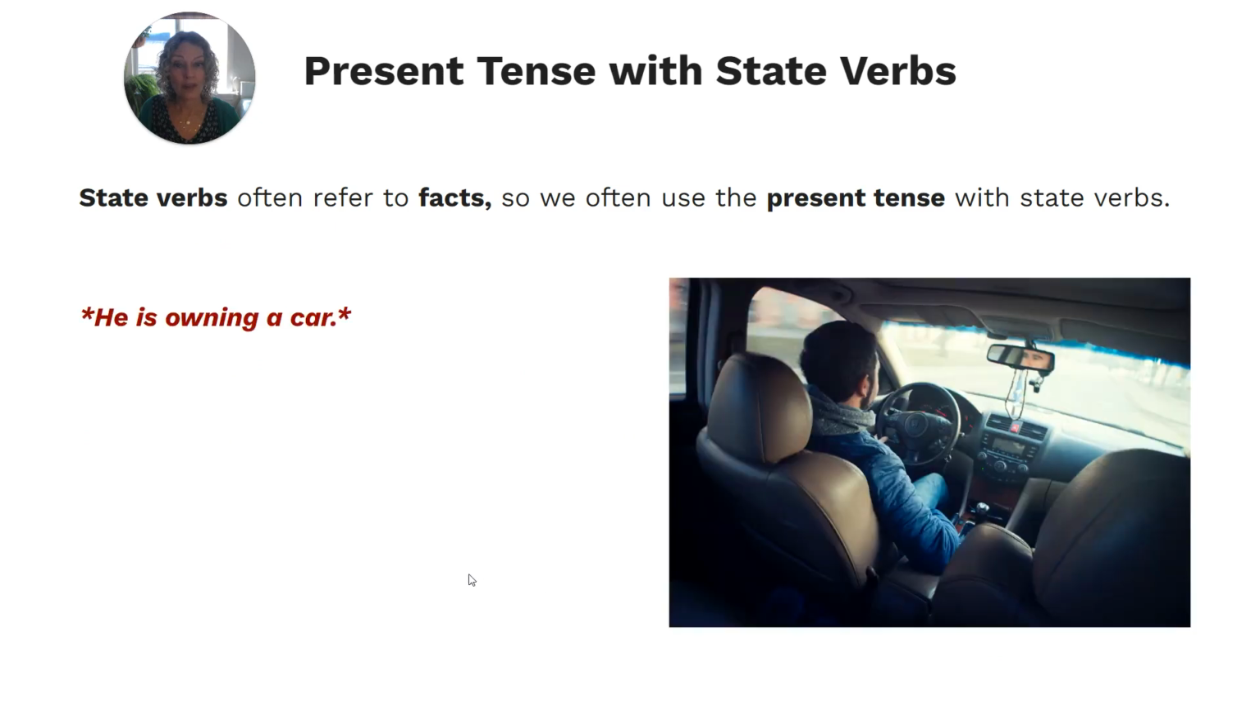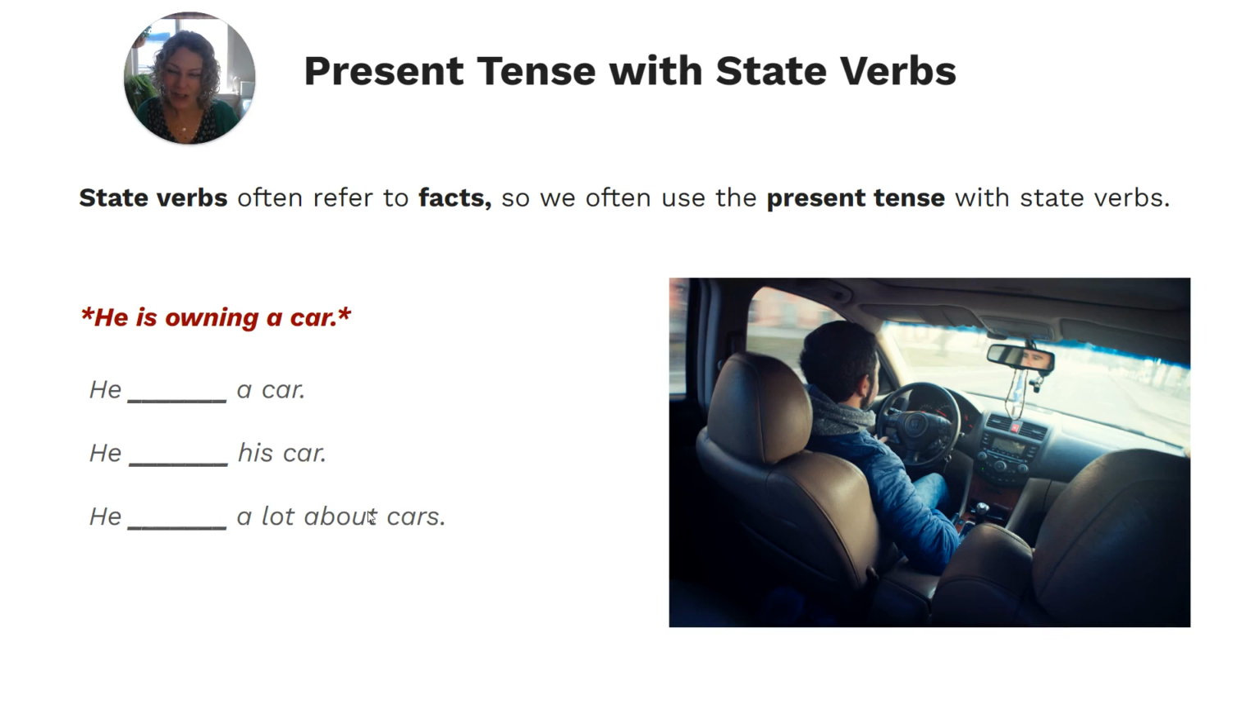So here is an example of a mistake that students sometimes make. He is owning a car. We cannot use that verb in the present continuous because it's a fact about him. We need to use the present tense. So it's not an action that he's doing right now. We can't see him owning the car. We can see him driving the car, but we can't see him owning the car. It's a state verb. It's a fact about him, so we should use the present tense.